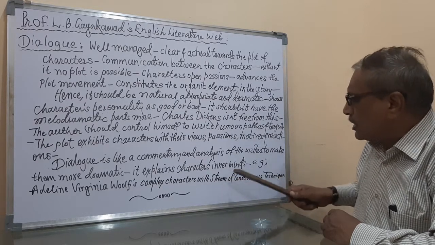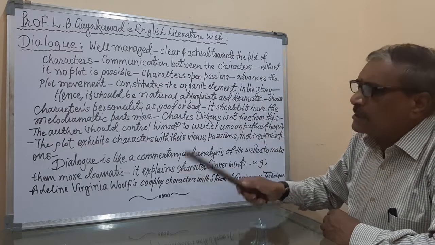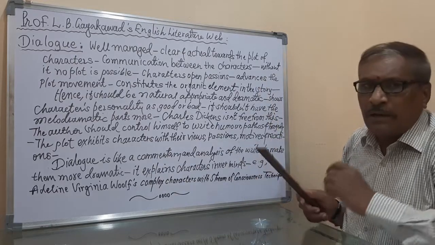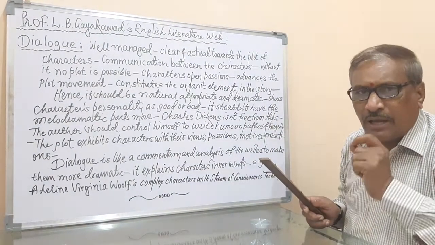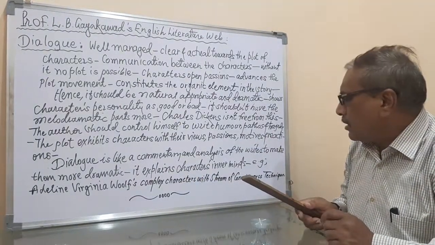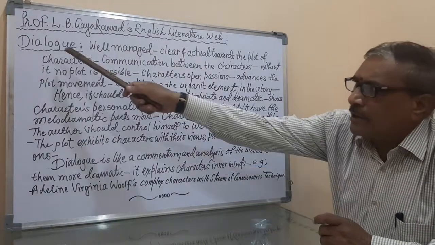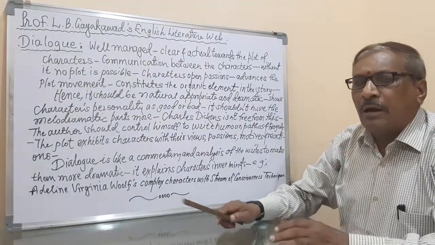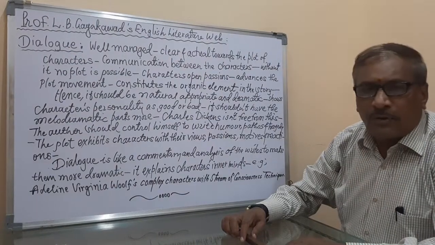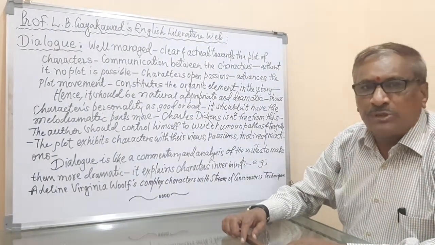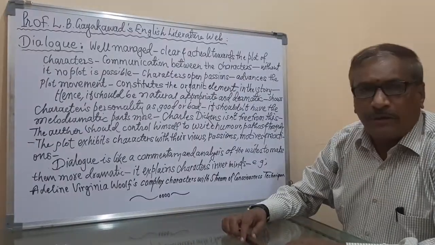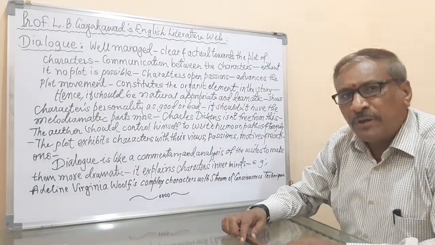And these stream of consciousness characters have been written by Virginia Woolf, and Virginia Woolf has become very successful in depicting these complex characters with the stream of consciousness technique only because of her dialogues, because she has written her dialogues very well managed, clear and actual, and that's why Virginia Woolf's characters have become very much real, and they have become very much complex characters, and they have given us the actual real life of the society.